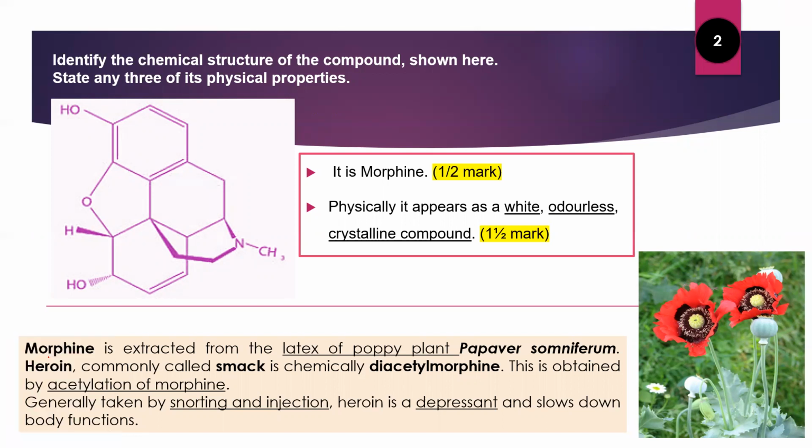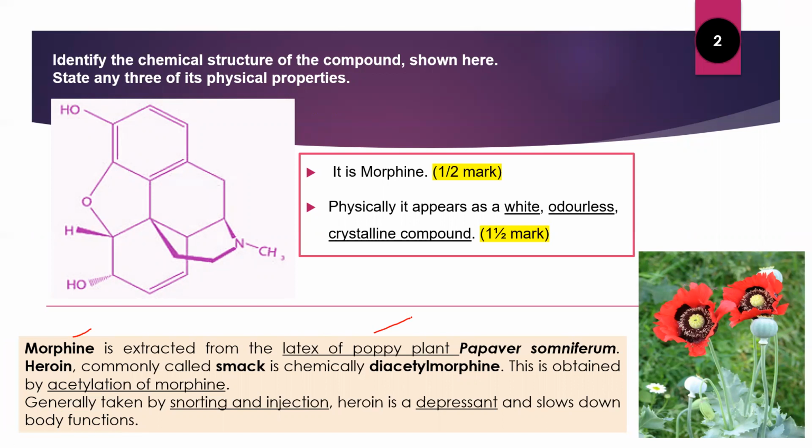Additionally, many questions do come from some other facts, such as what is the source of morphine? So you can write morphine is extracted from the latex of poppy plant, that is Papaver somniferum.